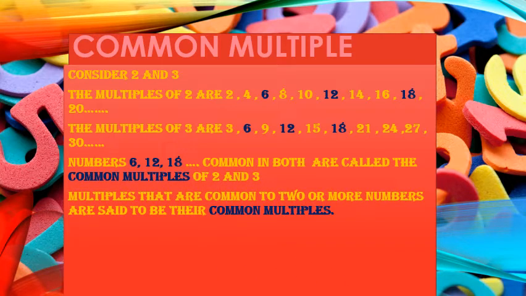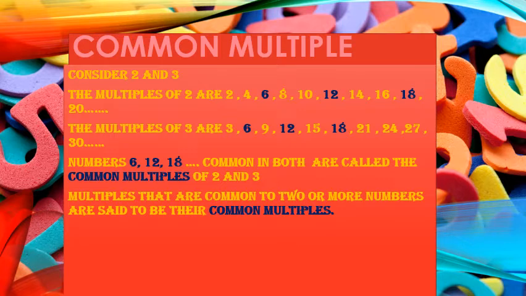Multiples that are common to two or more numbers are said to be their common multiples. Is it clear? In the previous example of 2 and 3, the common multiples are 6, 12, 18 and so on.